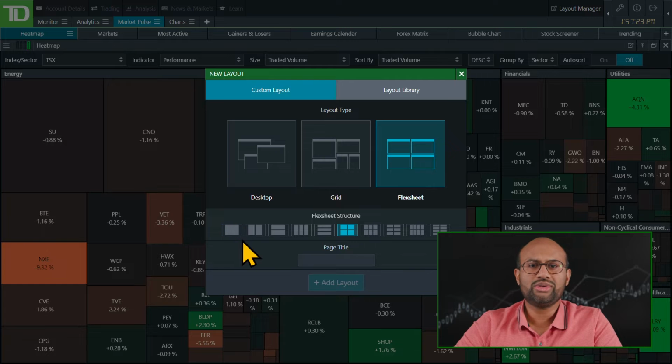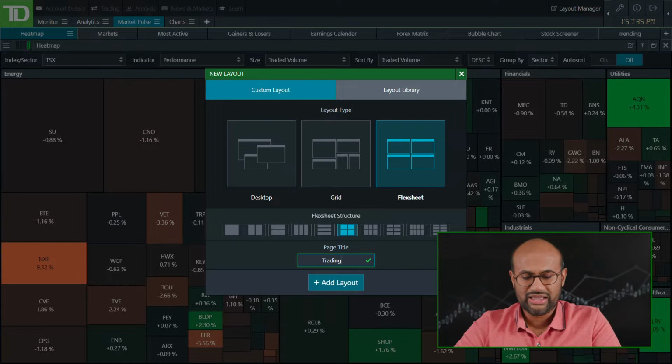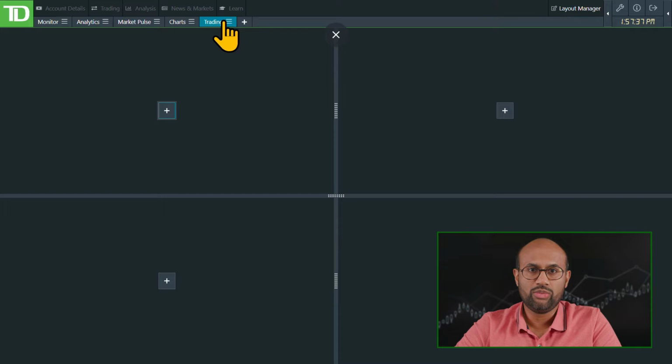Now, when the flex sheet opens up, it does give me a choice of how many quadrants or the style of quadrants I want to use. I'm going to use the four layout look, and we're going to call this trading right over here. Once you've labeled it, we're going to go ahead and add it, and you'll see it pop up in this top navigation pane at the end. Keep in mind, you are able to maneuver this pane and drag it to whichever way you want on the screen. We're just going to leave it at the end of the row of the tabs that we have.